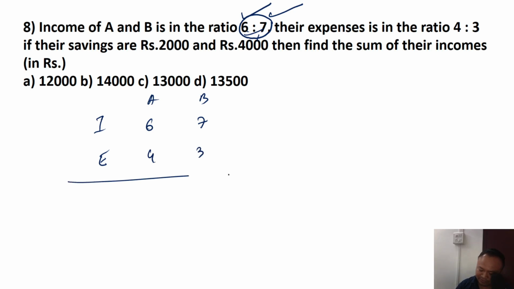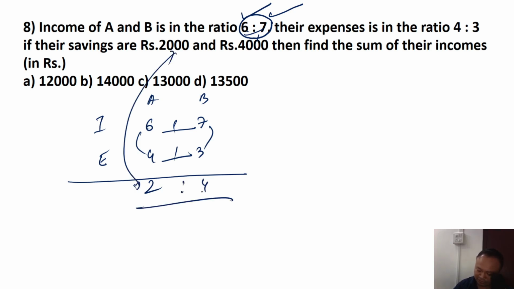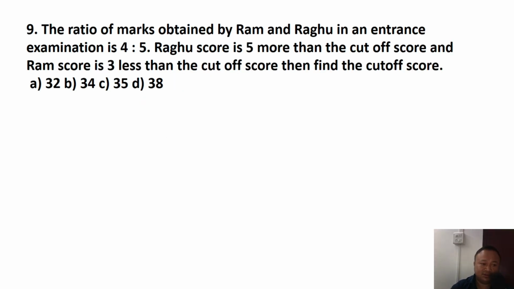So savings, the proportion is 1 is to 1, so the difference is 6 minus 4 is 2, 7 minus 3 is 4, so 2 is to 4, so 2000 and 4000. Income is the sum, 6 plus 7. Am I right? It's very simple as that.